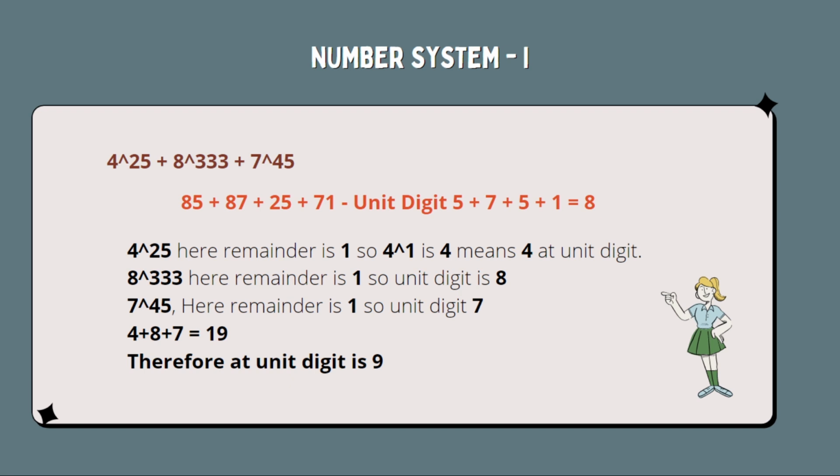Now you can calculate all the unit digits here. Like 4 to the power 25 has 4 at unit digit. 8 to the power 333 has 8 at unit digit. 7 to the power 45, if we divide 45 by 4, the remainder is 1. So 7 to the power 1 is 7. So we have unit digits 4, 8 and 7. In the previous question it was multiplication, but here it is asking for the summation. So we will add 4 plus 8 plus 7. That is 19. So at unit digit we have 9.